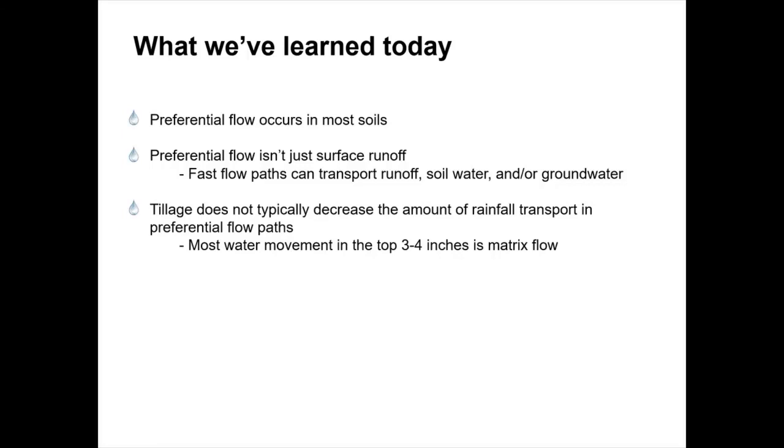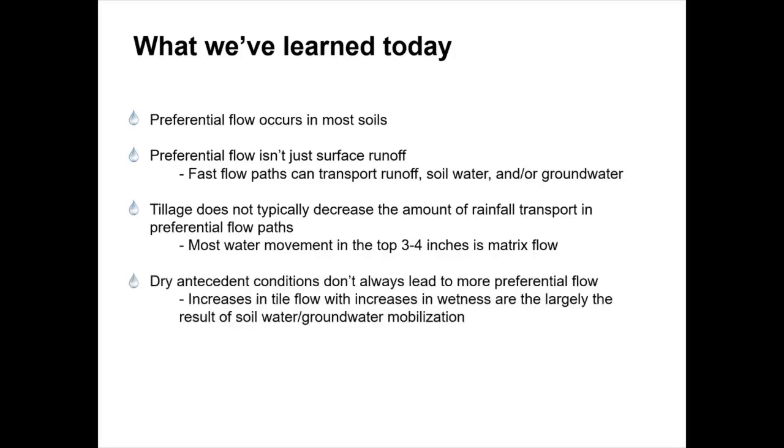Tillage typically doesn't decrease the amount of rapid transport and preferential flow pathways. I say typically here because if you're using a moldboard plow and you're mixing down to 8-12 inches or something like that, yeah, you're probably going to start to see an effect of tillage. But for most conservation tillage, you're not going to see an effect, and that's because most of the water movement in the top 3 to 4 inches is already matrix flow.